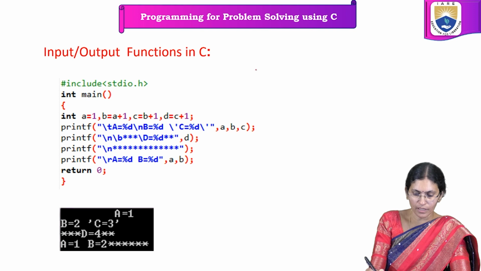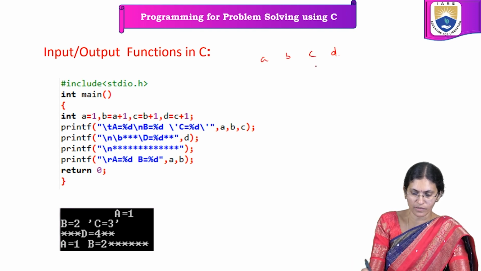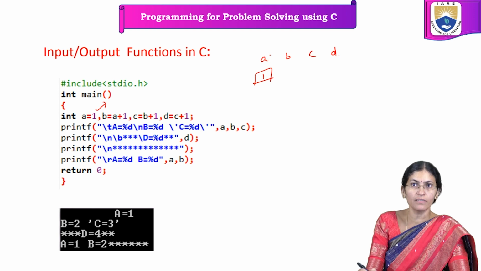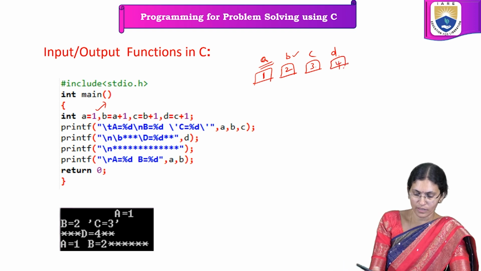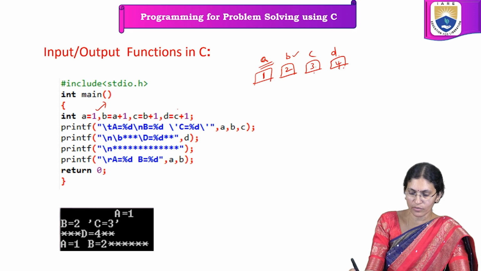Here we have declared A, B, C and D, four variables belonging to integer data type. The value of A is equal to 1, assigned without using the scanf function, with the help of the assignment operator. Similarly, we have assigned a value of 2 to variable B. Next, C is equal to 3. Similarly, D is equal to C plus 1, and C is already 3, so D will be 4.